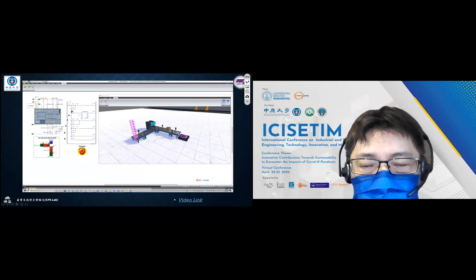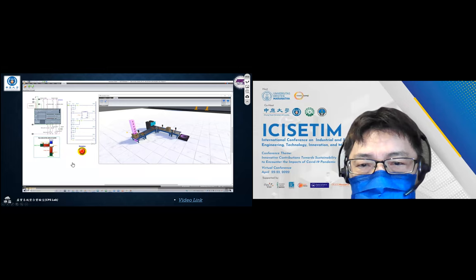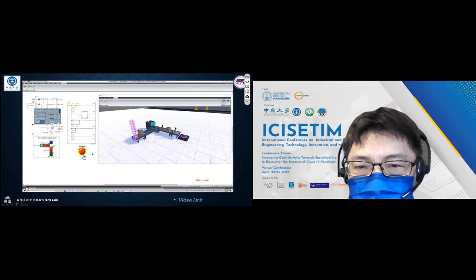So right now these two sides are communicating with each other. So for example, right now I stop this one, so it stops moving. So when I release the emergency button, look at that, because there is something wrong.